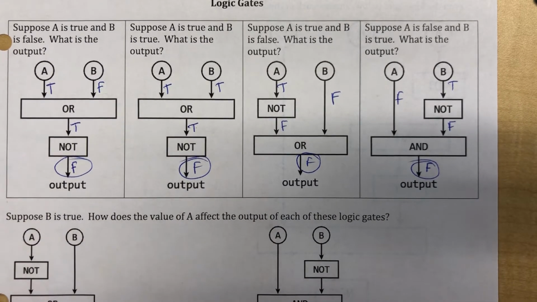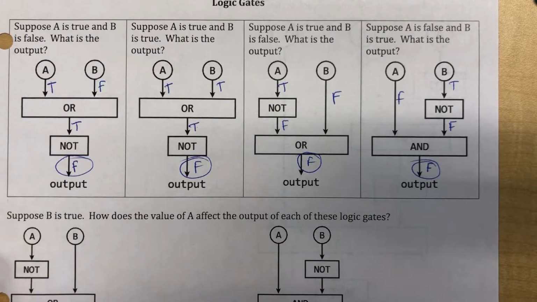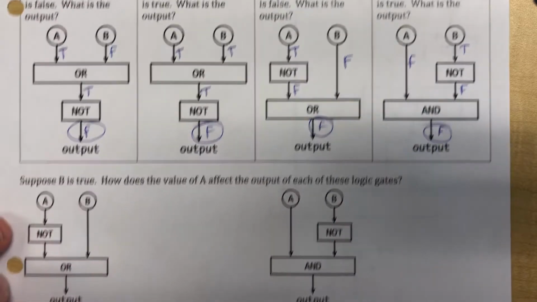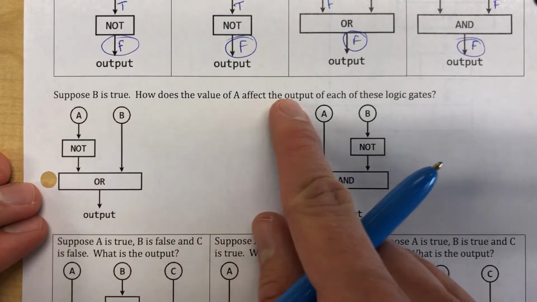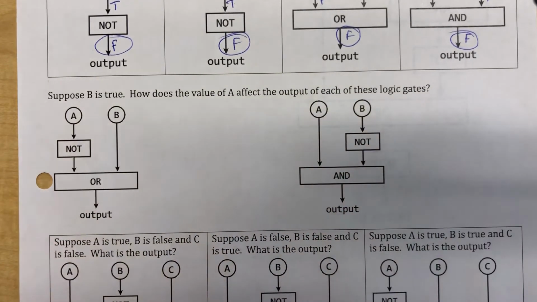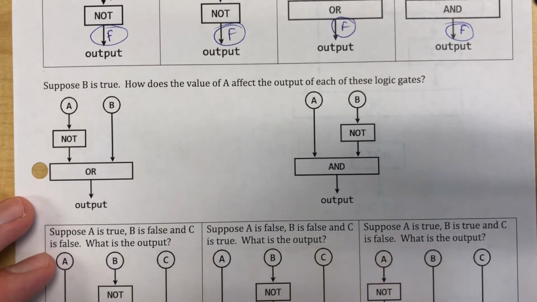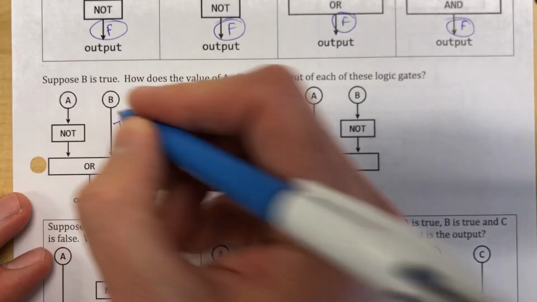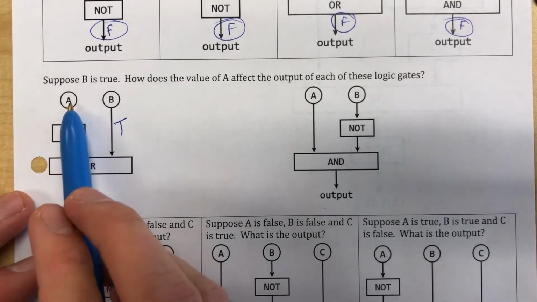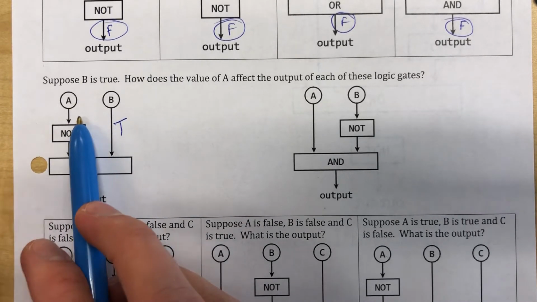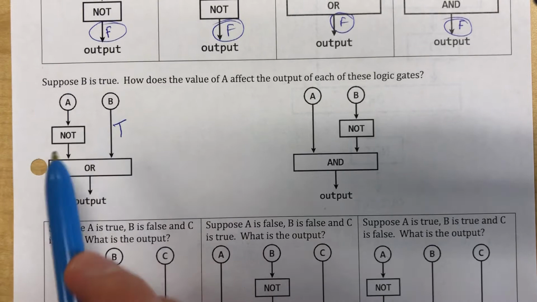So here we are, a little more than 2 minutes into the lesson, and we're already getting to the big ideas. Let's do it. Suppose B is true. How does the value of A affect the output of each of these logic gates? So let's just logically think through this. B is true. Let's do this one first. I don't know what A is, and I could say, oh, let's pretend like A is true, or let's pretend like A is false.